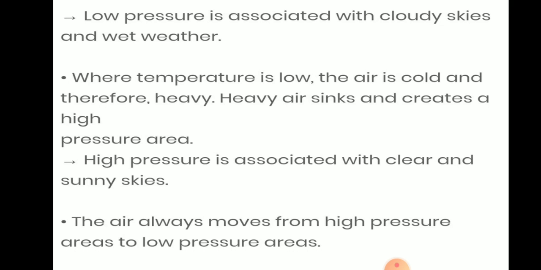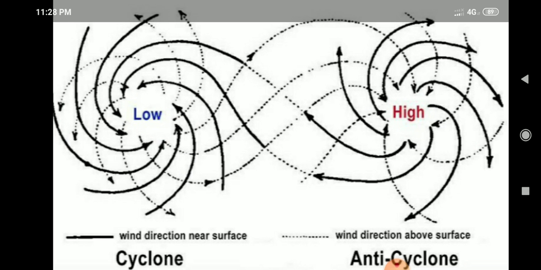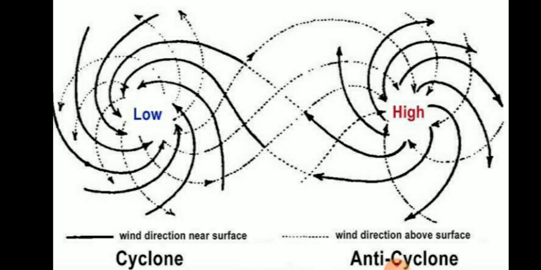Next we have a picture of high pressure areas and low pressure areas. High pressure areas, as I said, develop in the cold areas where the air is heavy and sinks down. Air from this area diverges in different directions, and in low pressure areas, air from different areas converges.